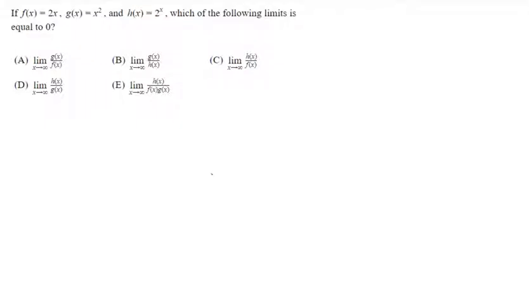So we have 5 limits here, and we're asked to figure out which one of them is equal to 0. I'm just going to go through each limit individually. So we'll start with answer option A.